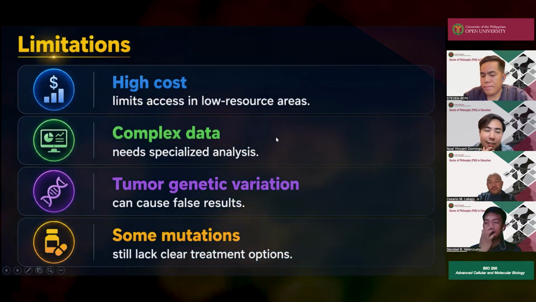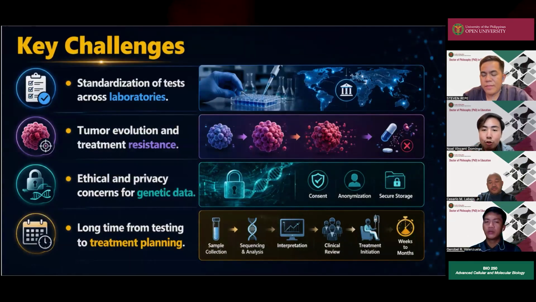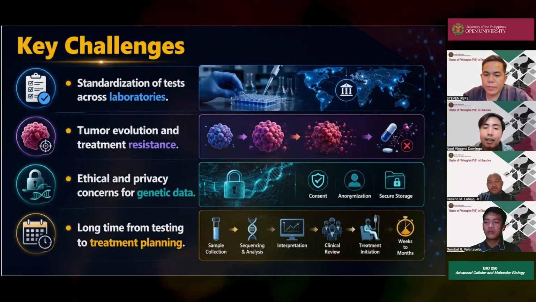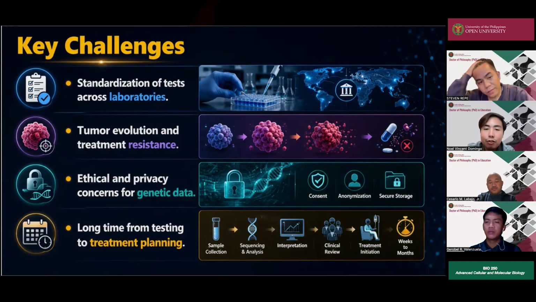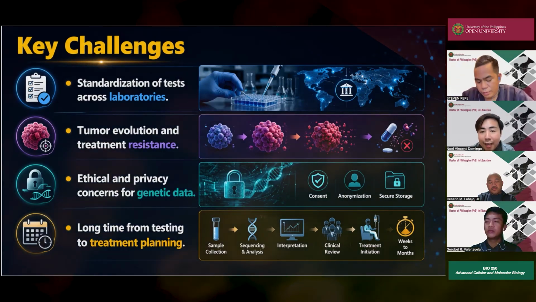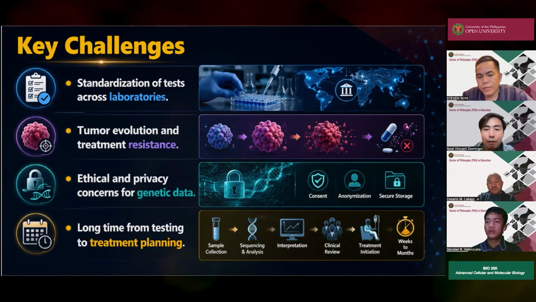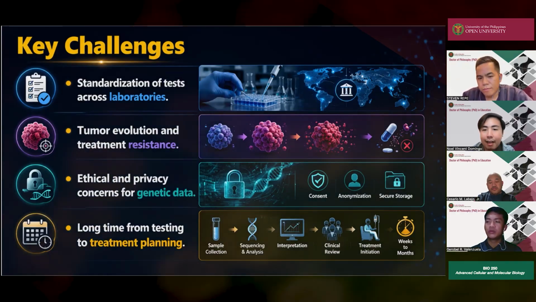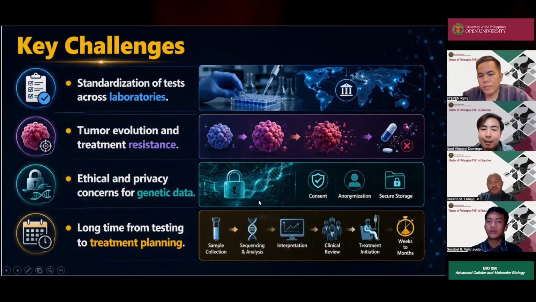Some key challenges: standardizing tests across laboratories, managing tumor evolution, protecting genetic privacy, and reducing the long time from testing to treatment planning. So these challenges remind us that, once again, technology alone is not enough. We also need trained professionals, clear guidelines and ethical safeguards, and accessible healthcare systems.